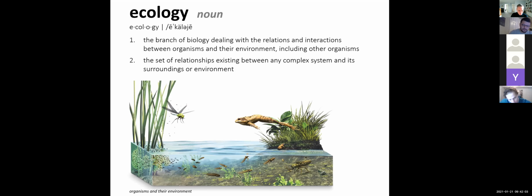So here we have an example of organisms, right? We have frogs and dragonflies and some other insects living under the water there, and some snails and so forth. And they're living in an environment that consists of water and plants and soil and other factors. The relationships that those different organisms have with each other and with that physical environment, all of that together, the study of that is ecology.